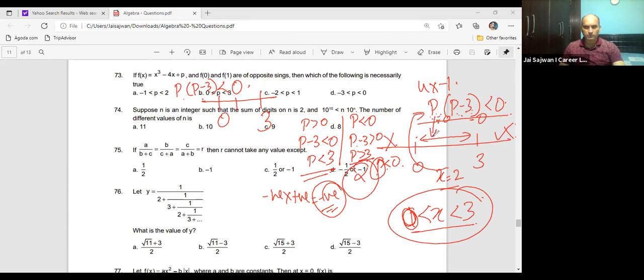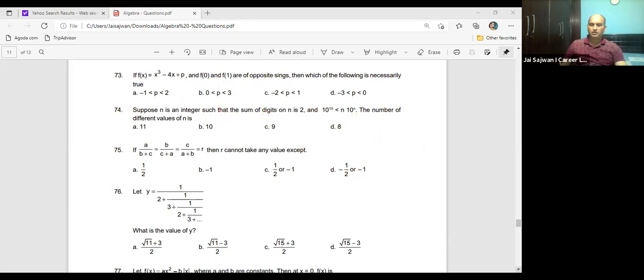4 is positive. 4 minus 3 is positive. How can the product be less than 0? I hope it is clear now.